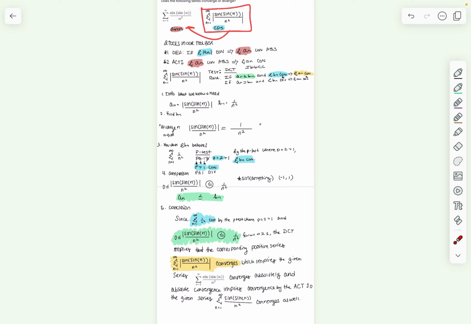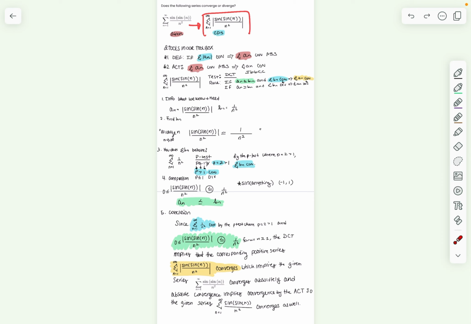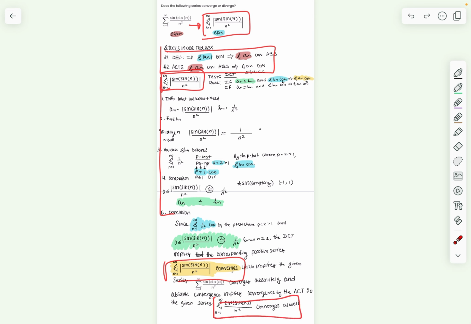series, and that's going to tell us some information about the given series. We took the corresponding positive series, tested it, we found that it converged, and using our two tools in our toolbox, we derived the fact that the given series converged as well. So we got some information about the given series.